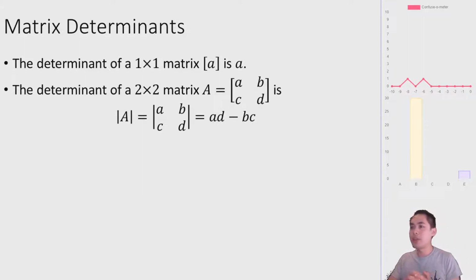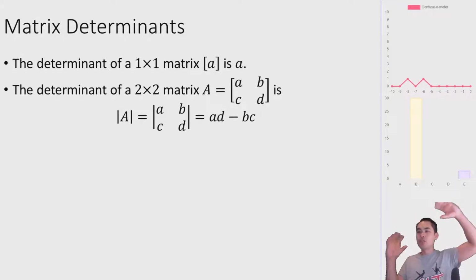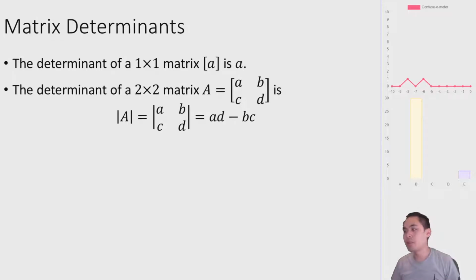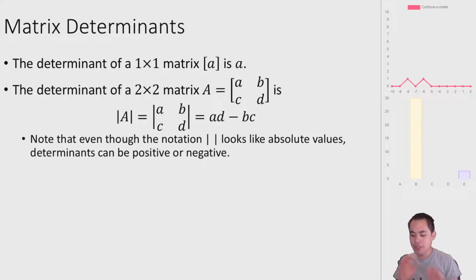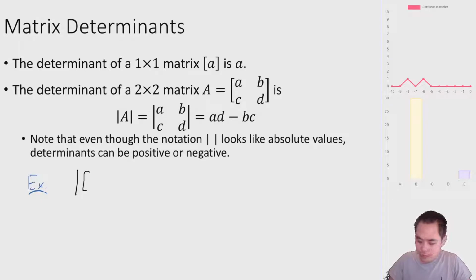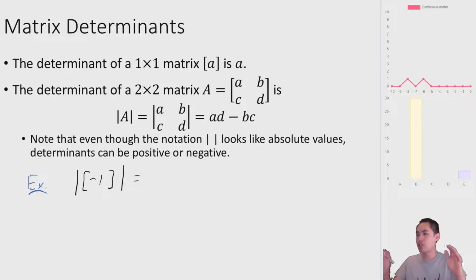The determinant of a 2 by 2 matrix is a little bit more complicated. It's actually AD minus BC. So the two things on the main diagonal and the two things on the opposite diagonal are multiplied, and then subtracted from each other. Very important note: even though this notation, these bars, look like absolute values, they're not absolute values, and determinants can be either positive or negative. So if we go ahead and give an example here, I'm going to write this bar around a matrix because otherwise it's not obvious that this is a matrix. So this is just to distinguish the determinant from an absolute value.